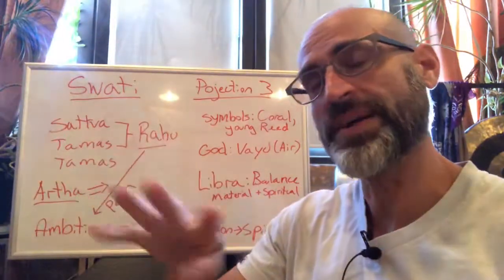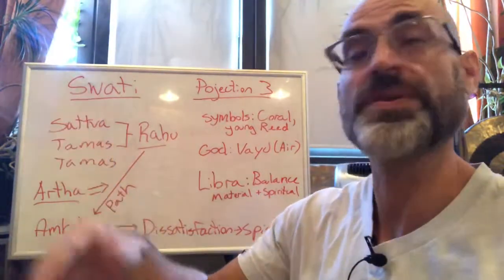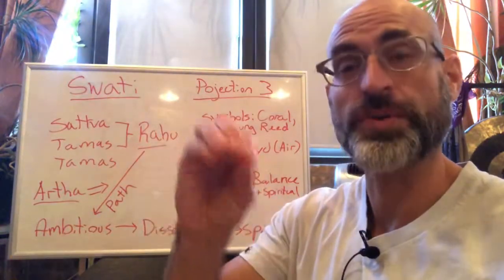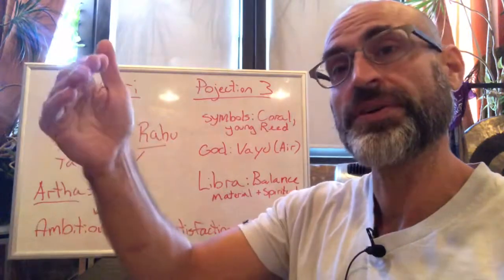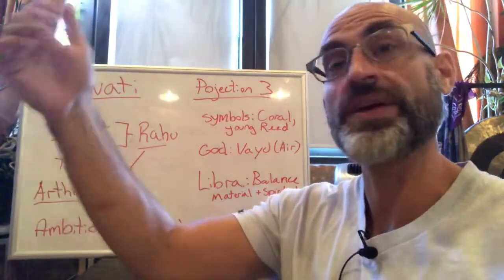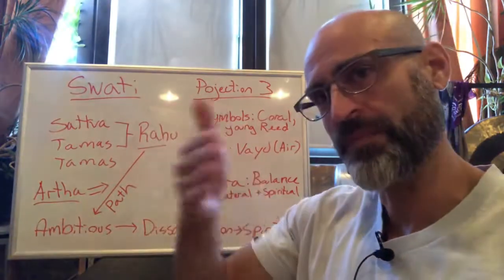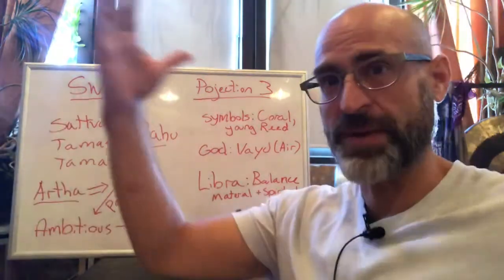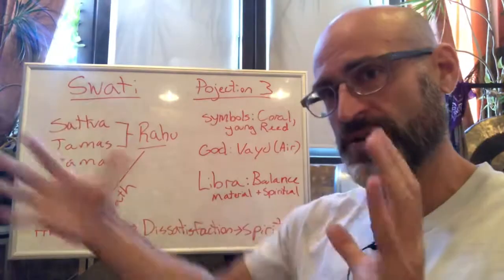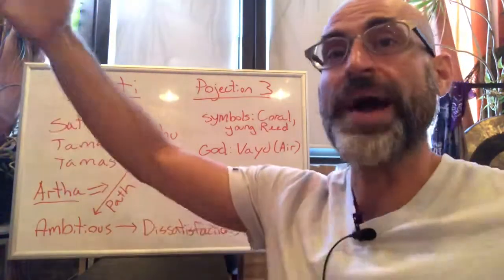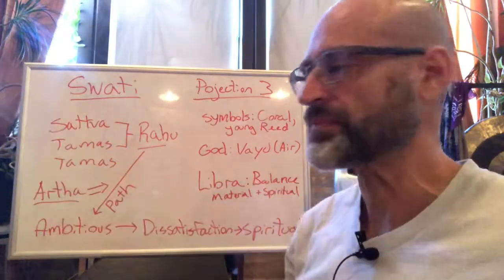So the four padas that Swati is divided into: pada 1, the first division, is Jupiter, then Saturn in the second, Saturn in the third, and finally Jupiter in the fourth. So you get this progression of expansive high-mindedness into focus on material things, and once again back out into expansion.